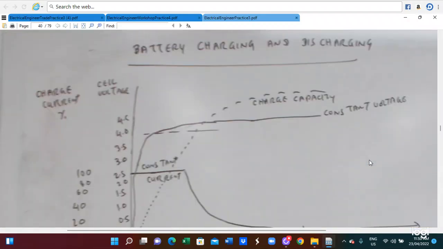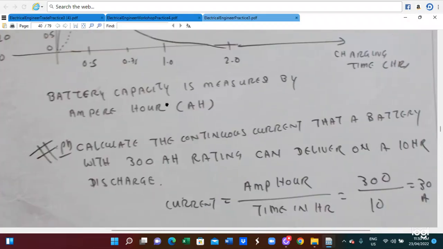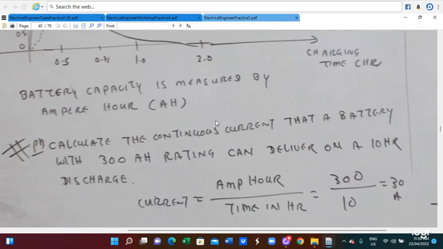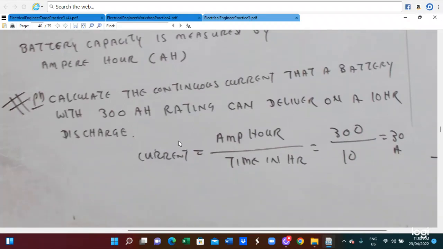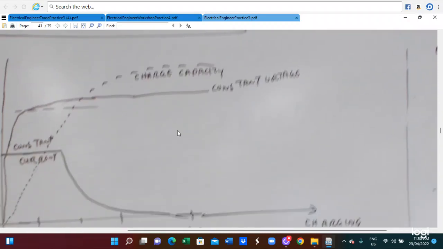So this is the battery charging and discharging diagram. When the battery is charging, this is the charger capacity, and this is the discharging system. The battery capacity is measured in ampere hours. We have to calculate the continuous current that a battery with a 300 ampere hour rating can deliver on a 10 hour discharge. The current is equal to ampere hour divided by time. So 300 ampere hours divided by 10 hours gives 30 amperes.